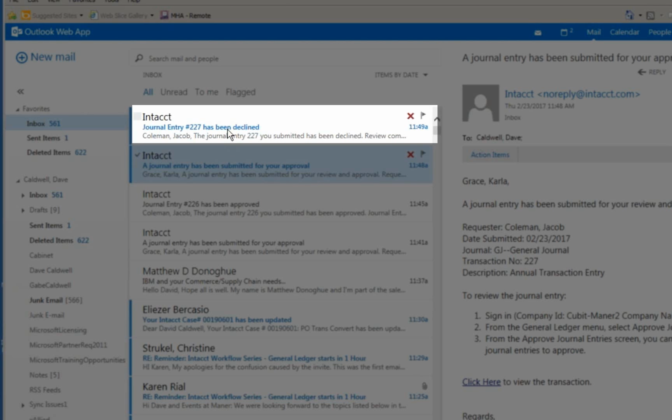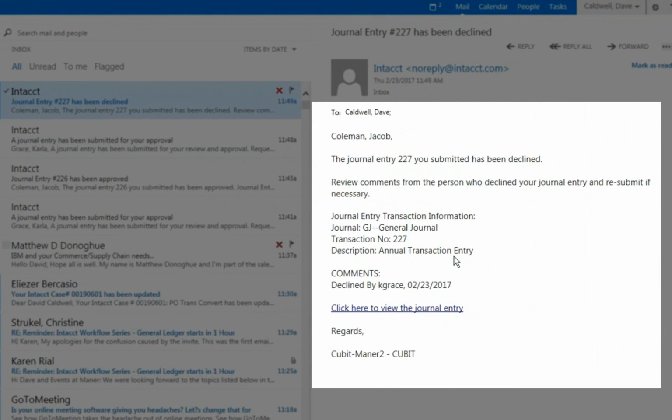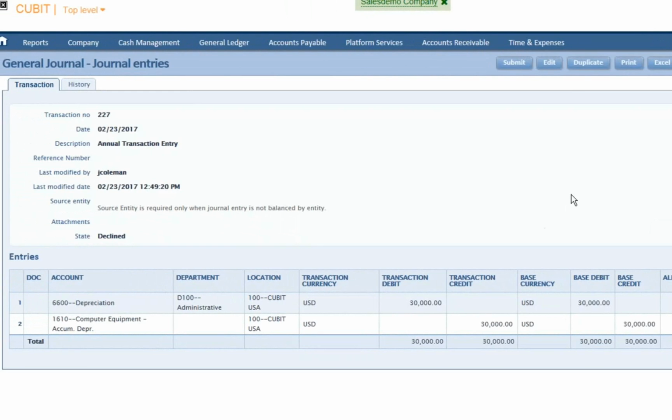But if we go back out, here's Jacob. Okay, he's finding out now the person has declined the entry, and if he goes back in to view the journal entry, here the entry is. He has the ability to go in and edit. He also had, I believe, the ability to delete the entry and then perhaps re-enter that transaction at a more appropriate time.